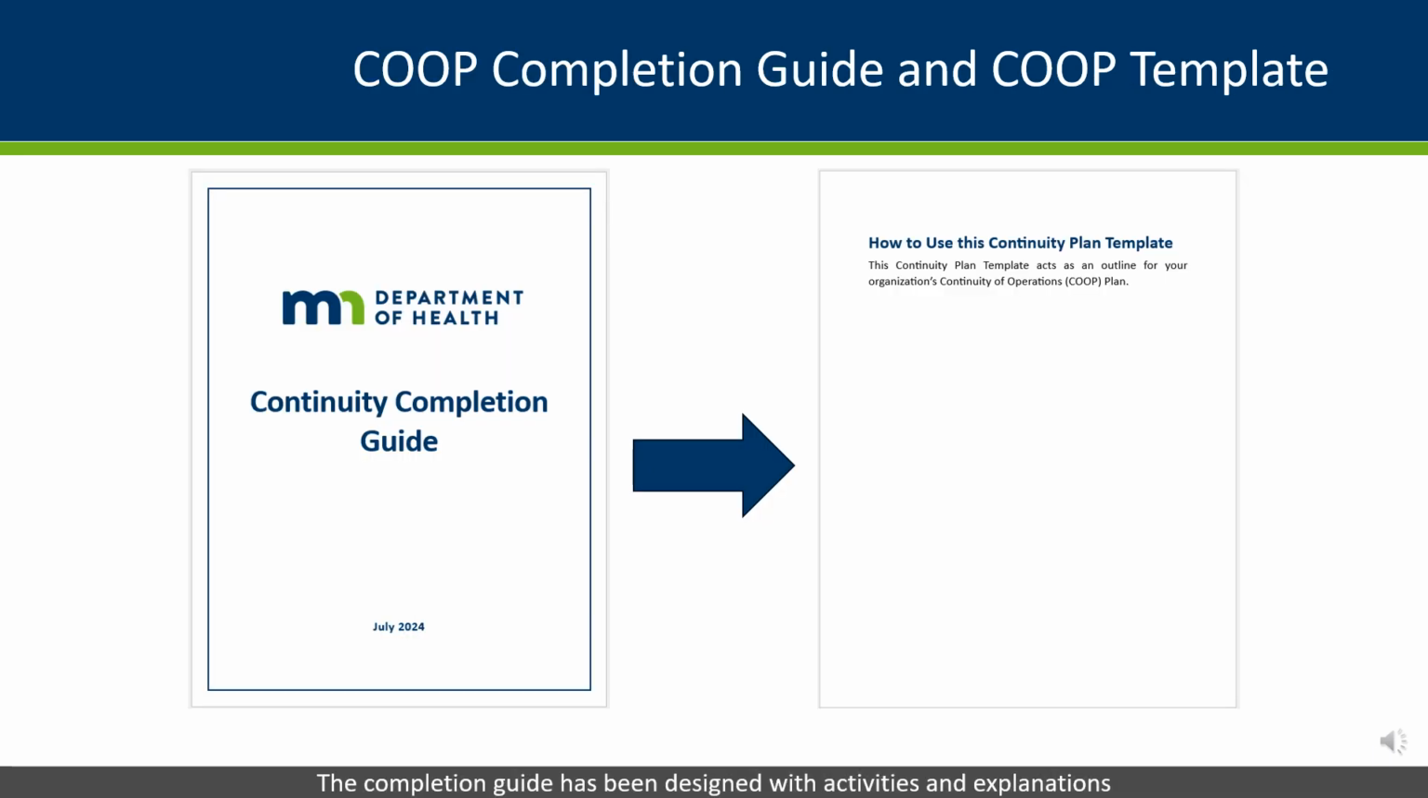The completion guide has been designed with activities and explanations of how to write a COOP plan for your organization. As you complete the activities, you can move answers into the COOP template. The template can be edited or adjusted however you see fit to meet the needs of your organization. If you already have a COOP plan, you can use the completion guide to help augment or revise your current COOP plan.